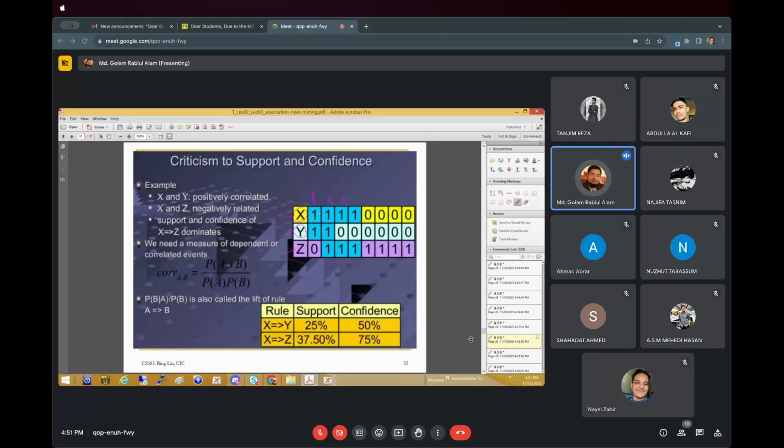Then we can see that here is 1, here is 1, here is 1, and here is also 1. And here is 1, but it is 0. So here is 1, but it is 0. Here 0, here is also 0. This is 0, here is also 0.